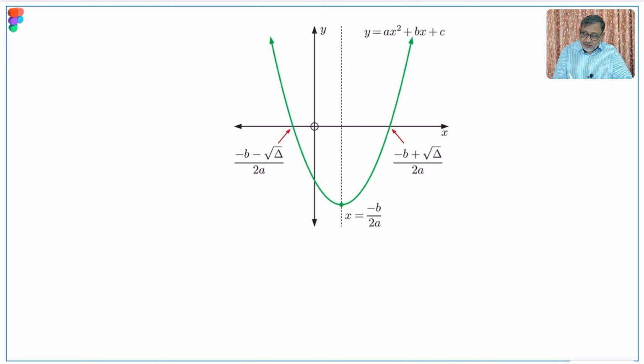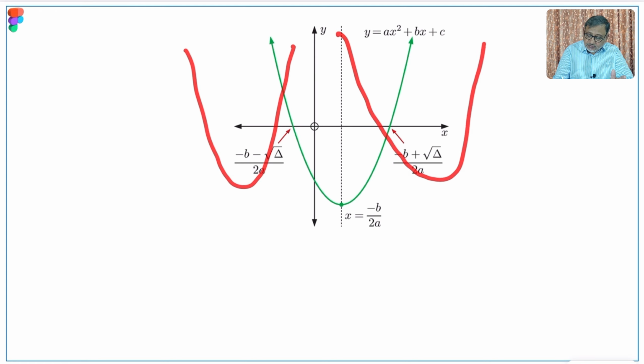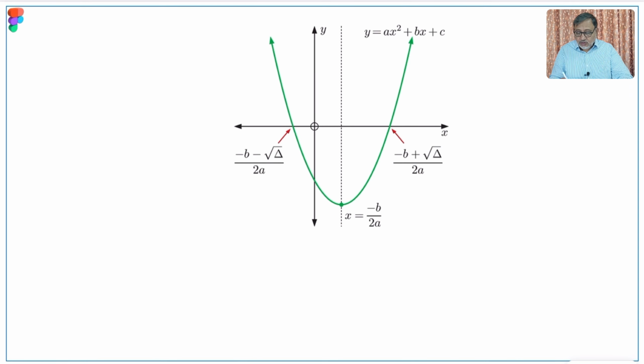If your delta is positive, then the graph will be something like this. Why? Because it will meet the x-axis in 2 points, okay. It will intersect the x-axis in 2 different points, so that we will get two roots. One will be negative, the other will be positive, or maybe both of them are negative or both of them are positive. It depends on how your curve is. If your curve is like this, both the roots are negative. If your curve is like this, both the roots are positive, okay.